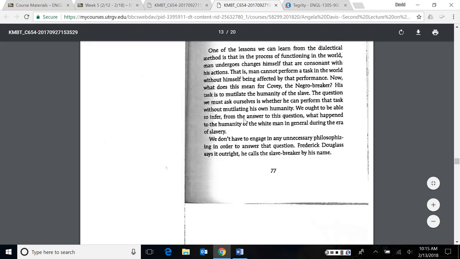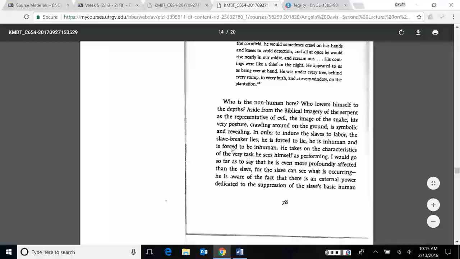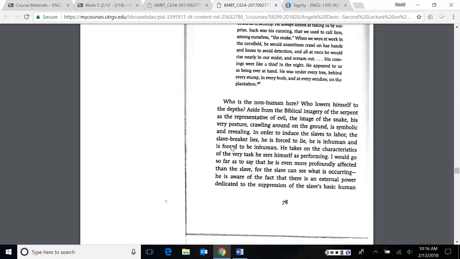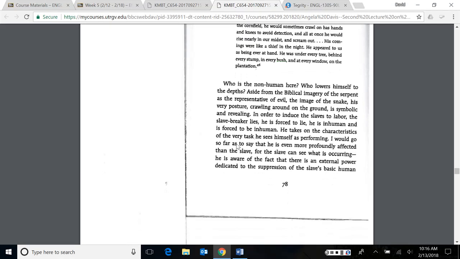So as she puts it here, the question we must ask ourselves is whether he can perform that task without mutilating his own humanity. We ought to be able to infer from the answer to this question what happened to the humanity of the white man in general during the era of slavery. And again, it does seem that at some point we have to ask ourselves, where does the authority come from for the slave owner? And she goes into this a little bit more in depth, and I think it's worth looking into on your own when you have a chance.